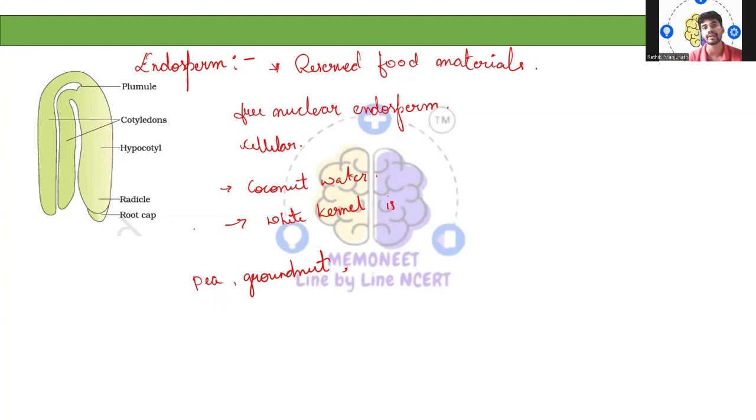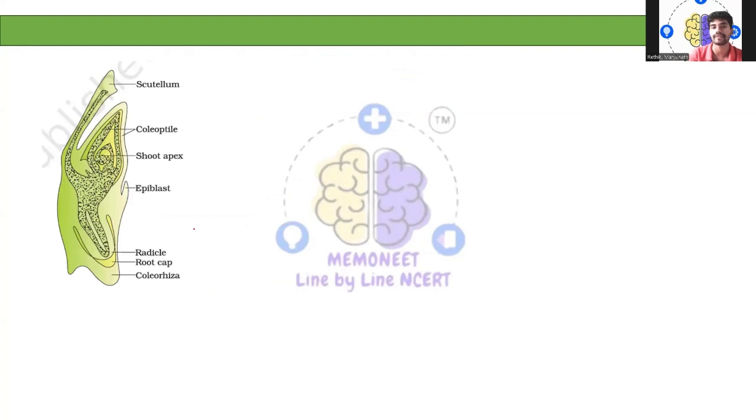So this is all about endosperm. Next we have the embryo. Embryo development, as you can see here, is again at the micropylar end of the embryo sac, where the zygote is situated. A certain amount of the endosperm has been consumed as nutrients during the development of the embryo.